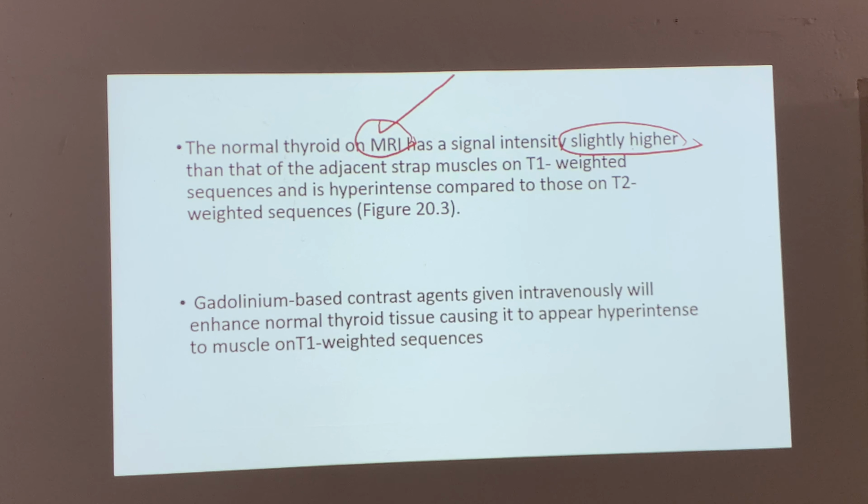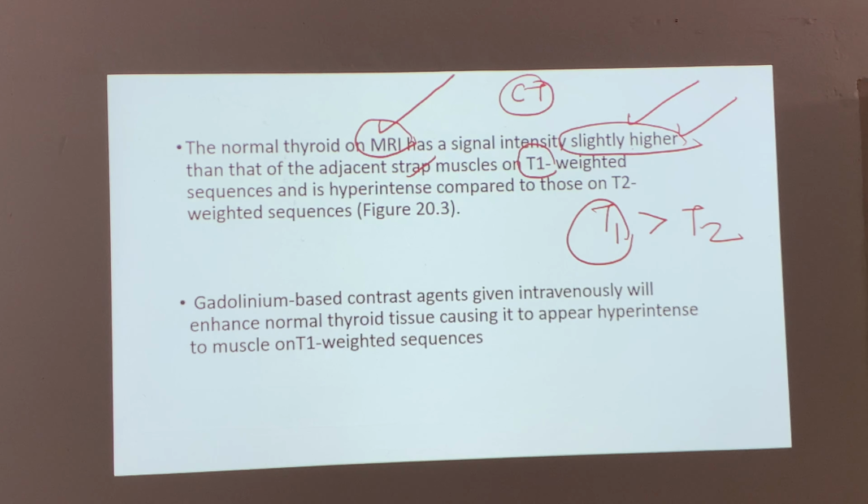What he is saying is slightly higher than that of the adjacent strap muscles. So what is wrong in this statement? Even in CT scan, the thyroid is denser than the muscles around it. Especially in T1 MRI also, they are slightly higher. On T1 weighted sequences it is hyperintense compared to the T2 weighted sequence. So it is more in T1 than T2 according to this statement, as far as we understand.